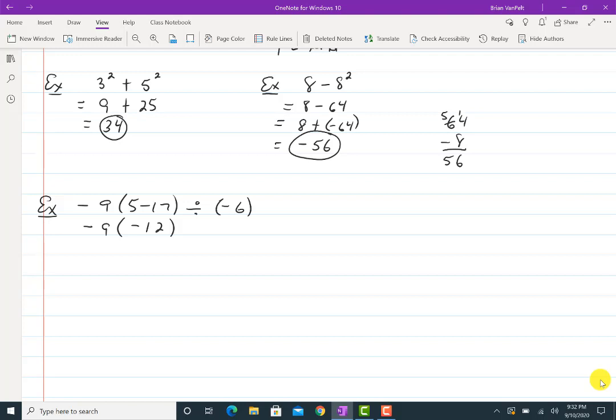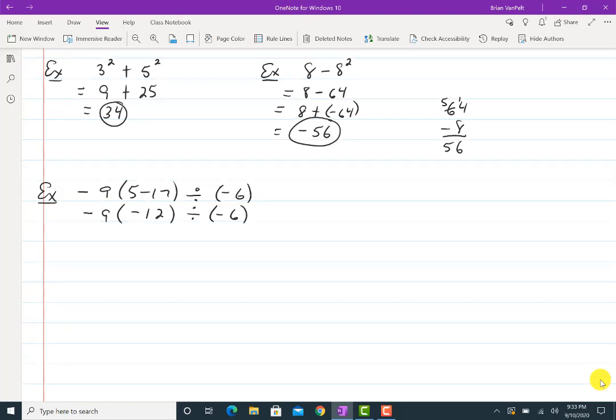Now, on the other hand, that negative 6 is really not in parentheses, or, well, it's in parentheses, but there's nothing to do inside of there. The only reason the parentheses are there in that case is to separate the negative sign from the division sign. So let's see what is next.